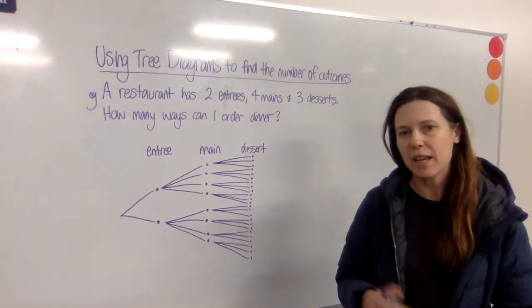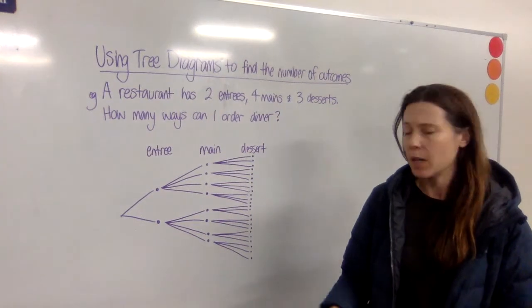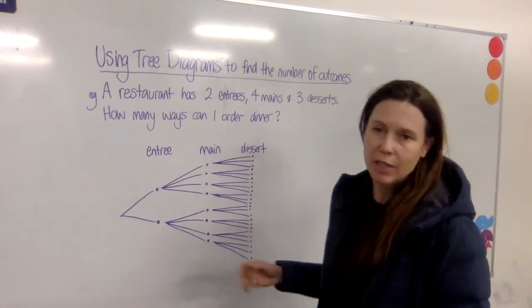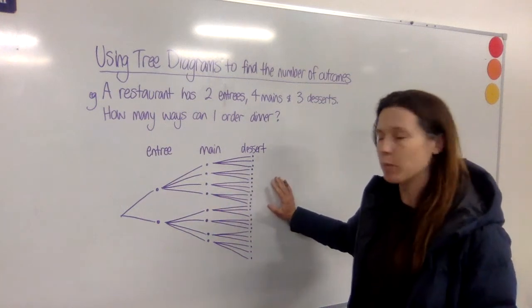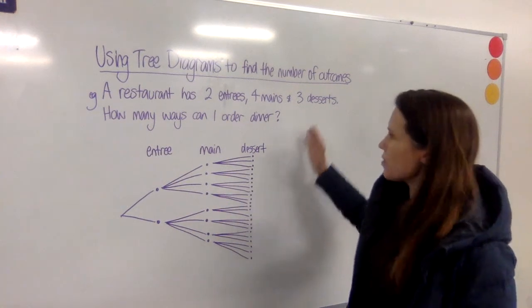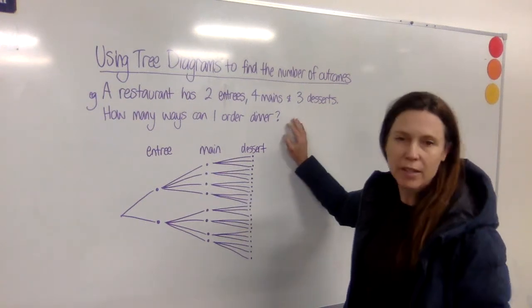Tree diagrams are a really handy way for us to organise the outcomes of a multi-step experiment, where we can have each step having a different set of branches. Now on this tree diagram I've put very little detail. I've said a restaurant has 2 entrees, 4 mains and 3 desserts. How many ways can I order dinner?